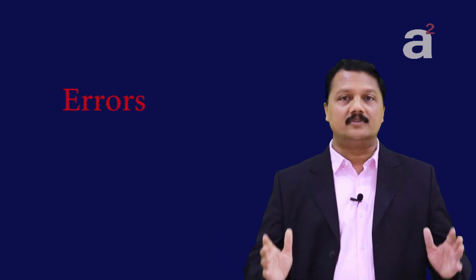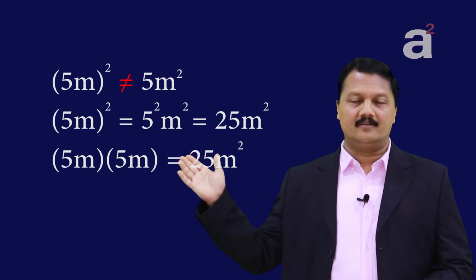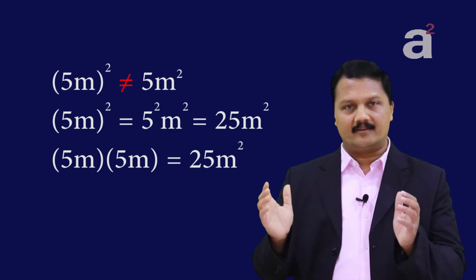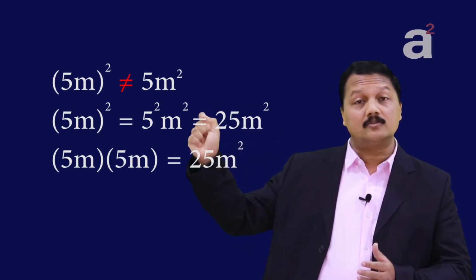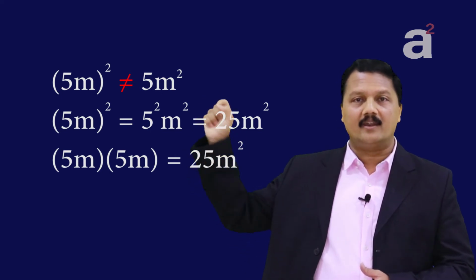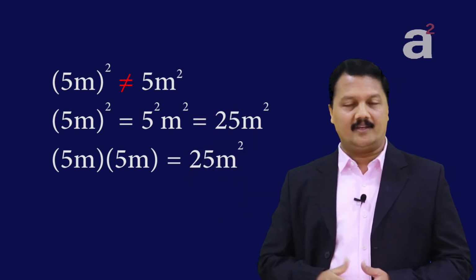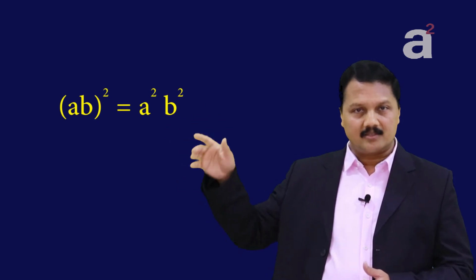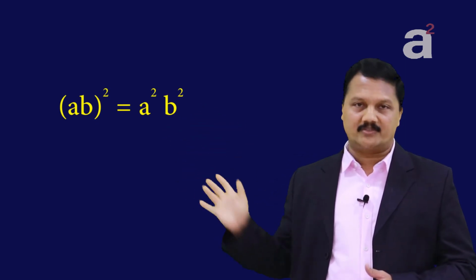Now we will come back to the errors. The most common error the students commit is like this: (5m) the whole square is equal to 5m square. If there is a bracket, that square applies to 5 and m both. So it is 5 square times m square, that is 25m square. Or in general, if you have (ab) bracket square, that is a square b square.